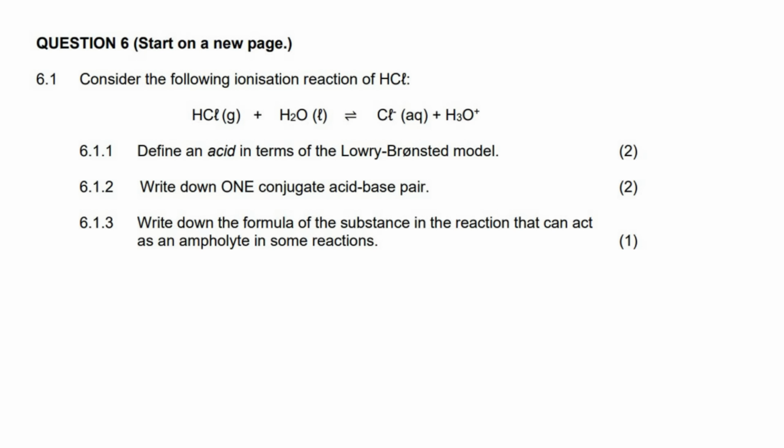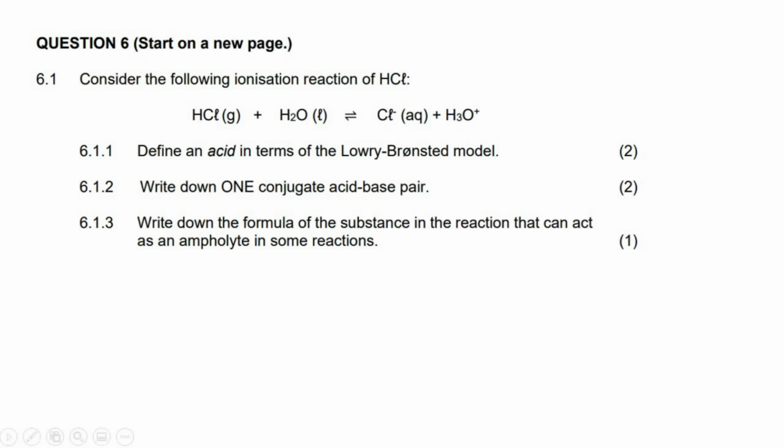Consider the following ionization reaction of HCl. So HCl plus H2O gives us Cl minus and H3O plus. Okay. Define an acid in terms of the Lowry-Bronsted model.